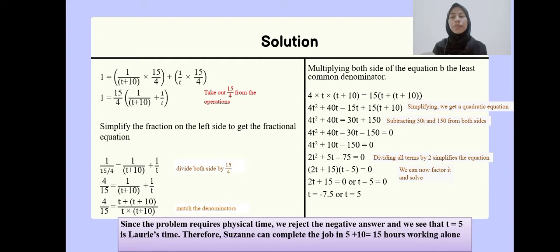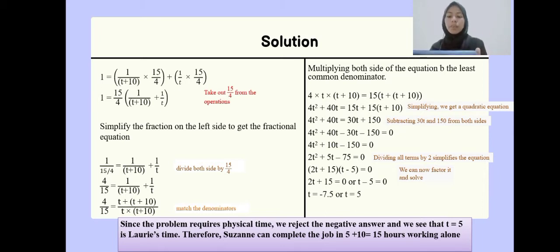Since we have 15 over 4 on both sides, in both numbers in the center of the parentheses, we're just going to move the 15 over 4 out, and then put the number that it multiplies below, so that we can make it simple. So 15 over 4 times open bracket 1 over t plus 10 plus 1 over t. It also said in this presentation to take out 15 over 4 from the operation.